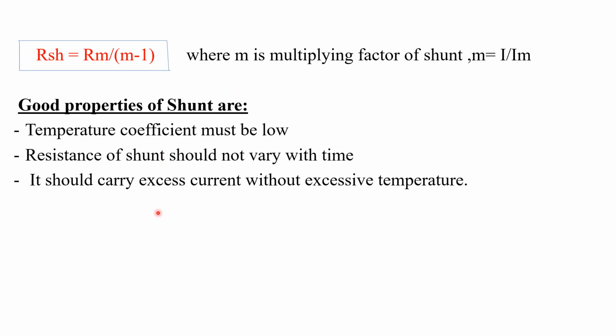Next we can think about the major properties of a good shunt resistance. They are: the temperature coefficient of the shunt must be as low as possible, the resistance of the shunt must be very low and should not vary with time, and the shunt should carry excess currents without excessive temperature rise. These are the major properties of good shunts.